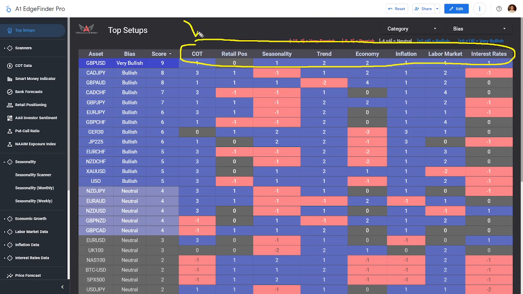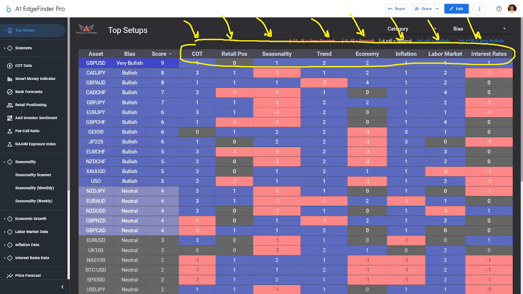You have the commitment of traders data, which we'll get into today, retail positioning, seasonal trends, the trend of the market momentum-wise, economic figures, inflation statistics, labor market statistics, and interest rates. We're looking at all these variables. These are real-world forces, and to ignore them, in my view, is foolish. The market moves based on these things as well as other things, but these are the big ones. These are the driving forces of the market.